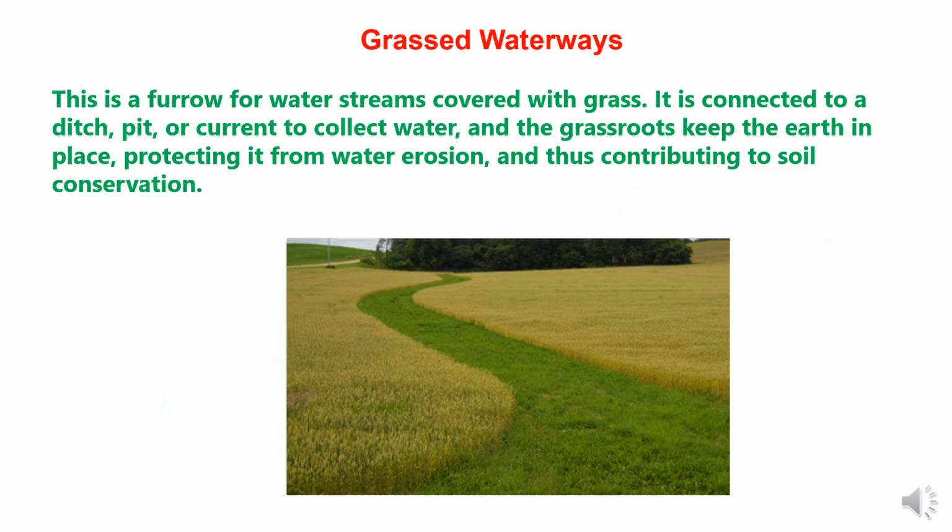Grassed waterways means the furrow for water streams covered with grass, meaning water is flowing on a covered grass surface, not on soil. It is connected to a ditch, pit or culvert to collect water, and the grass roots keep the earth in place, protecting it from water erosion and thus contributing to soil conservation. So in this method, the water flow is mainly on grassed land, not directly on the soil surface, by which there is control over soil erosion and we are going for conservation practices.